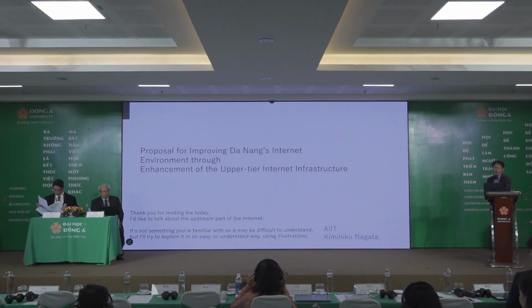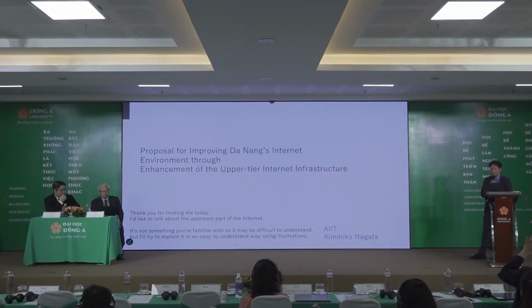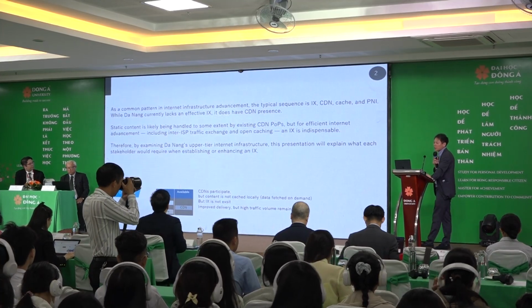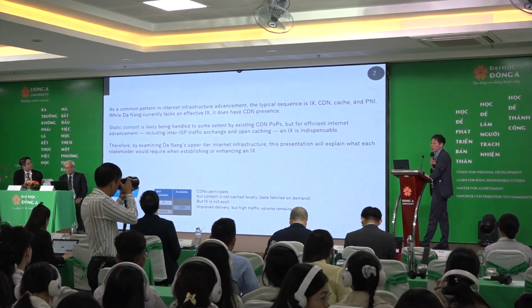I'd like to talk about the upstream part of the internet. It's not something you are familiar with, so it may be difficult to understand, but I'll try to explain it in an easy to understand way using diagrams. As a common pattern, as internet infrastructure advances, the typical sequence is IX, CDN, cache, and PNI.